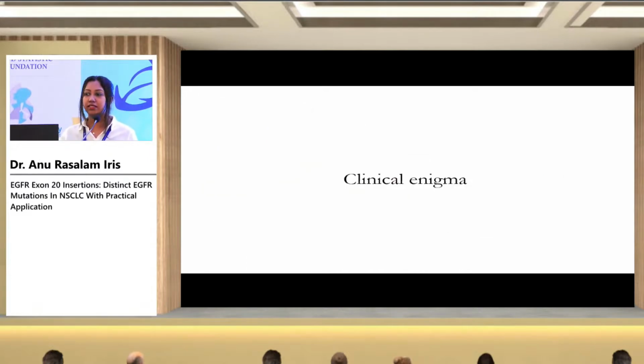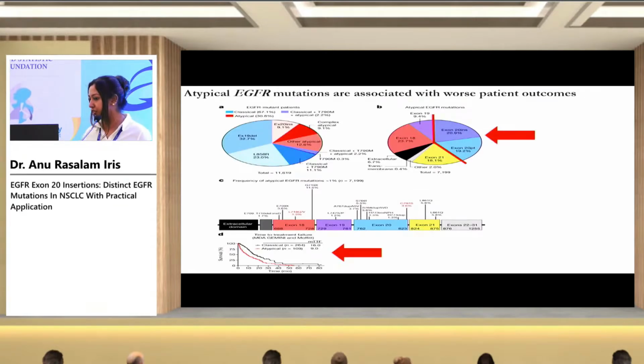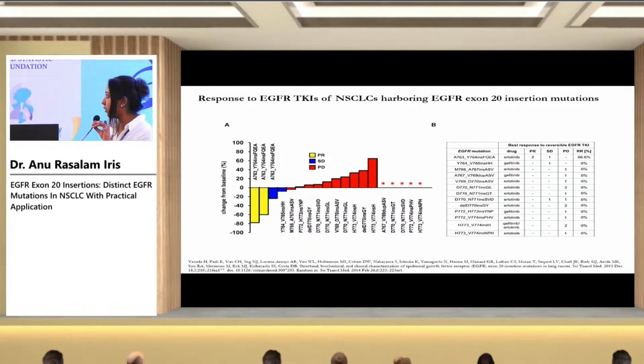Now, we know there is a clinical enigma related to the atypical EGFR mutations. So you can see almost half of the atypical EGFR mutations are contributed by exon 20 variations. Down here, this is the TTF, time to treatment failure graph, where there's a clear demarcation and a poor OS benefit when it comes to atypical EGFR mutations, especially the exon 20. Now, why does this happen? This was a landmark paper which showed that just one insertion, the FQEA, which you all know, was the only one that had a good response rate to the early TKIs. None of the others showed a response.